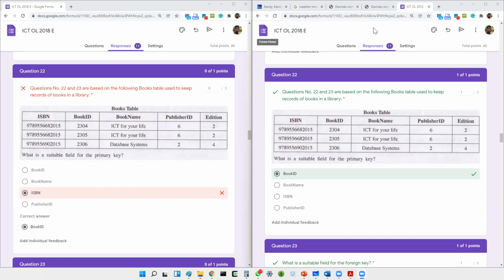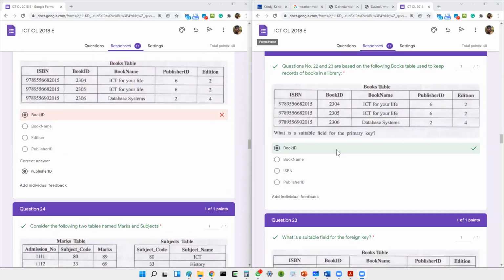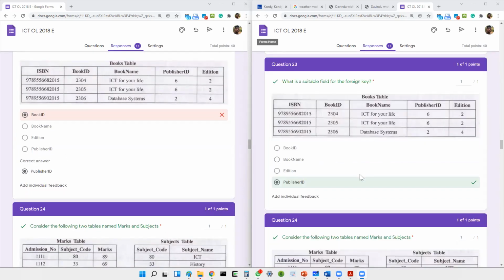2018 question paper 1. We are discussing question number 22. In this case, the following tables are given. What is the suitable key for the primary key? Since ISBN you can take it as is, but separately we can have book ID which is unique. So in this particular case, book ID is the answer. Which is the suitable field for the foreign key?